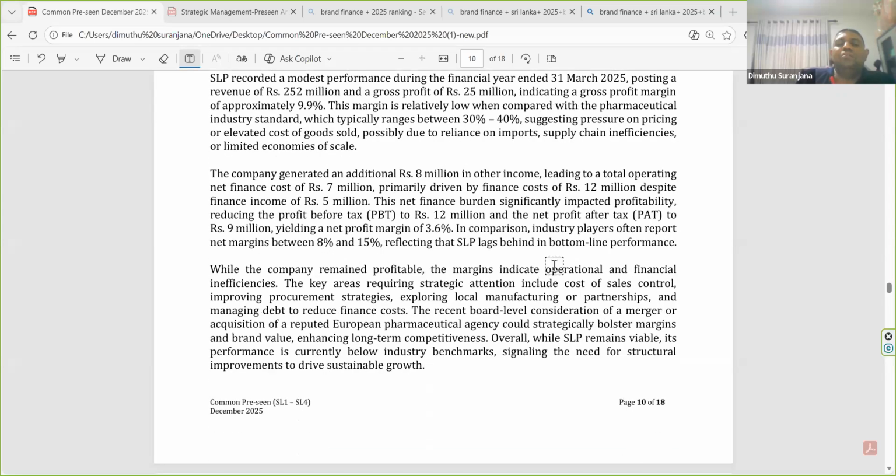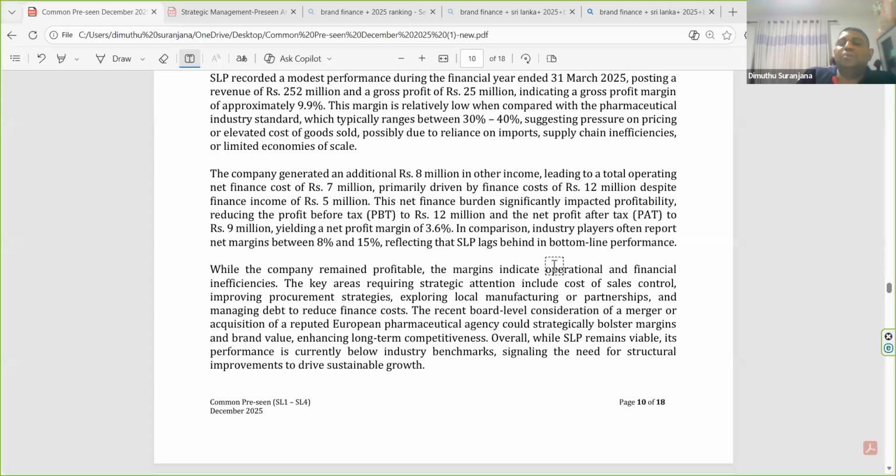SLP recorded a modest performance during the financial year ended 31st March 2025, posting a revenue of 252 million and gross profit of 25 million. It's a profitable business, making a gross profit margin of 9.9%. The margin is relatively low when compared with the pharmaceutical industry. Normally, it is expected to have a 30-40% gross profit margin, but here around 10%, suggesting pressure on pricing or elevated cost of goods. So we may not charge higher prices due to competition, or our cost has increased.